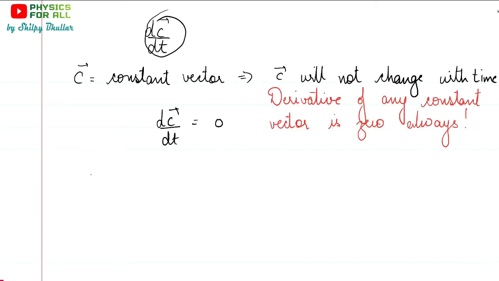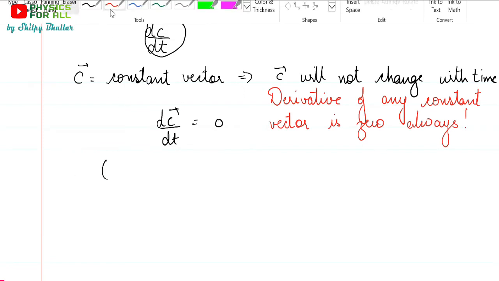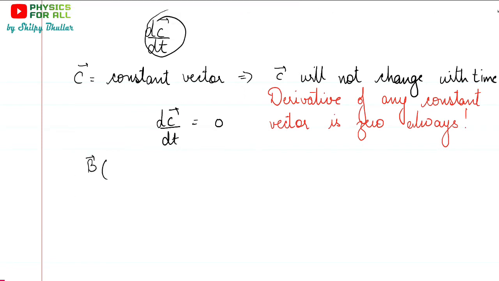Then we also know that we can express any vector. Suppose c is a constant vector, but let's say we have another vector b which obviously depends on t. Now you know that whenever we have any vector function, we expand it in terms of its components along the directions. So we can write it as bx, which would depend on t, times i cap. So this t would be included.